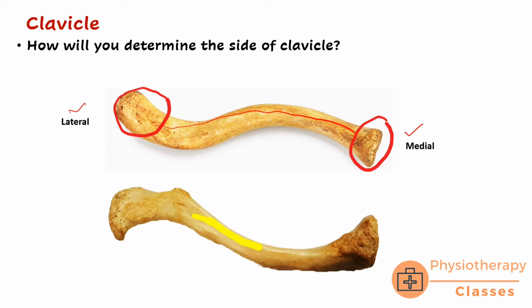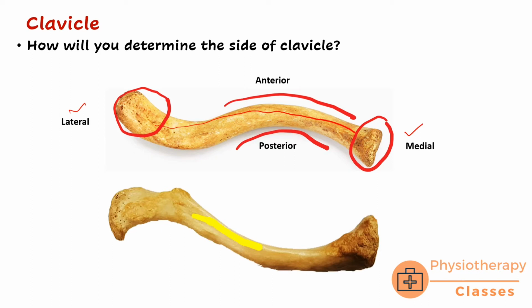Next, let us see what about the shaft. The shaft here is curved, and you will find that the medial 2/3 of the shaft is convex anteriorly, so medial 2/3 of the shaft is convex anteriorly, and obviously it will be concave posteriorly. So now you know which part has to be directed anteriorly.